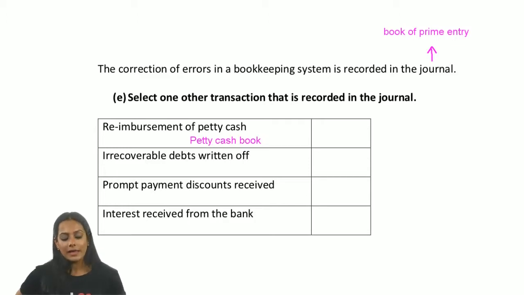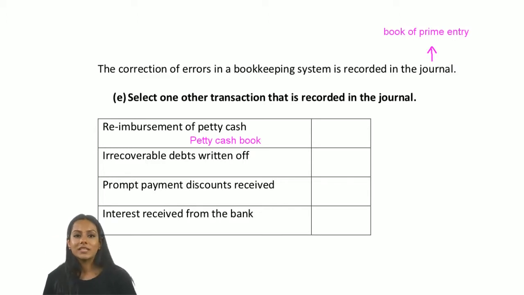And the petty cash book is a book of prime entry that is not the same as the journal. So number 1 is not the answer. Number 2, irrecoverable debts written off.